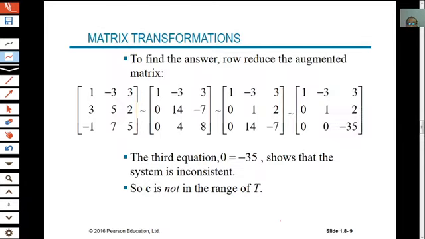To find the answer, reduce the augmented matrix again, the coefficient matrix and the vector c. After necessary row operations, the reduced echelon form will be like this. When we look at the third row, we have 0 equal to minus 35. Therefore, it is not possible. It is an impossible situation, which shows that the system is inconsistent. There is no solution for the system. Therefore, c is not in the range of T, because we cannot find such an x whose image is the vector c.